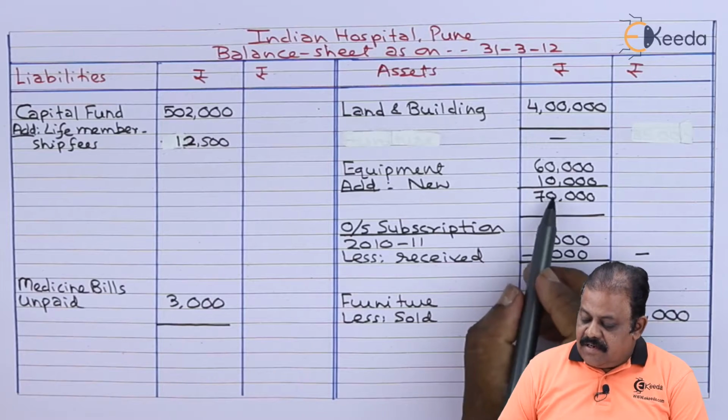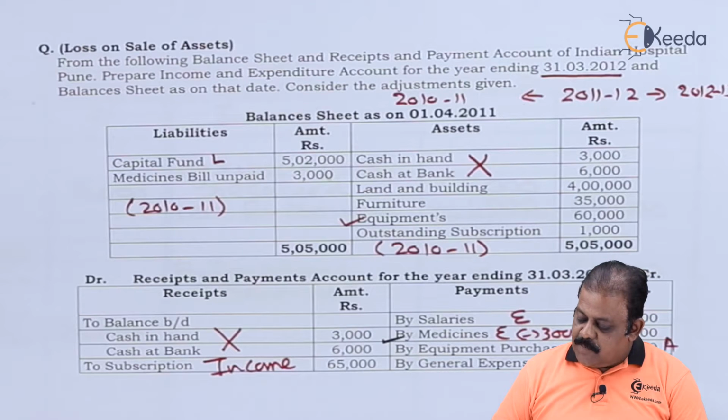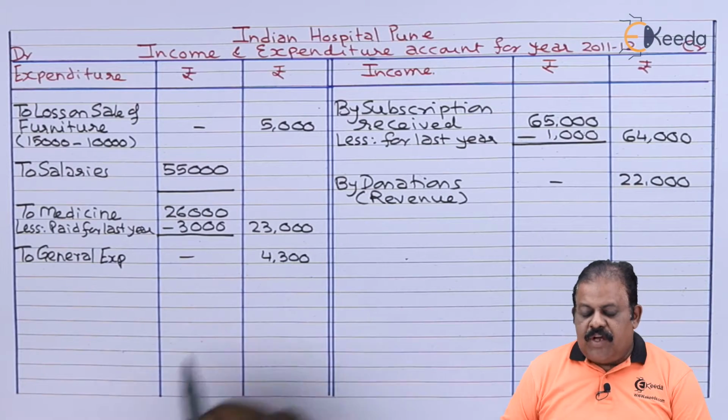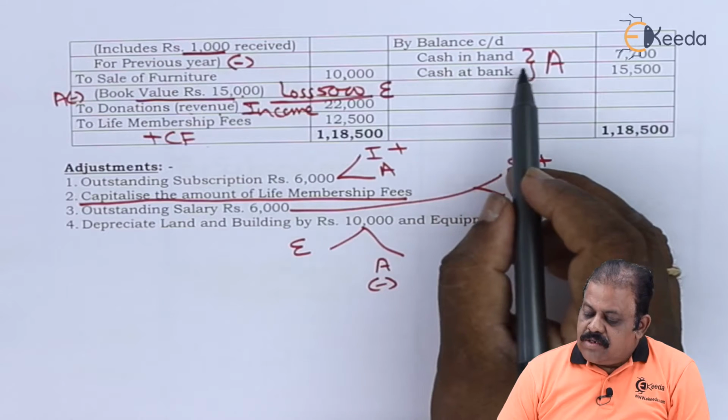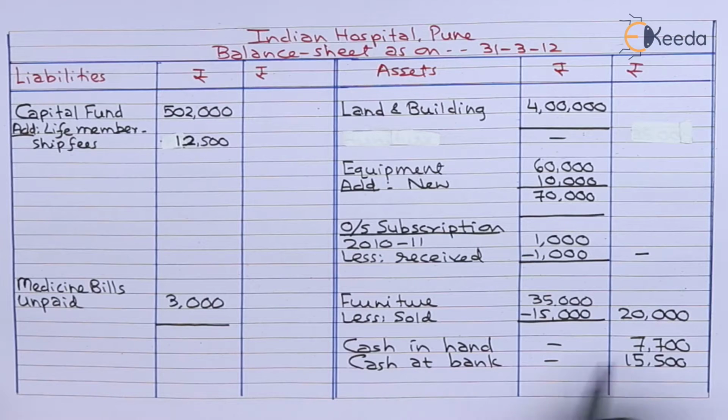Equipment purchase 10,000 is added here. It has become now 70,000. Next, general expenses 4,300 will be recorded as expenditure. To general expenses 4,300. Next we have closing balance of cash and bank. It will be recorded as asset. Cash in hand 7,700. Cash at bank 15,500.